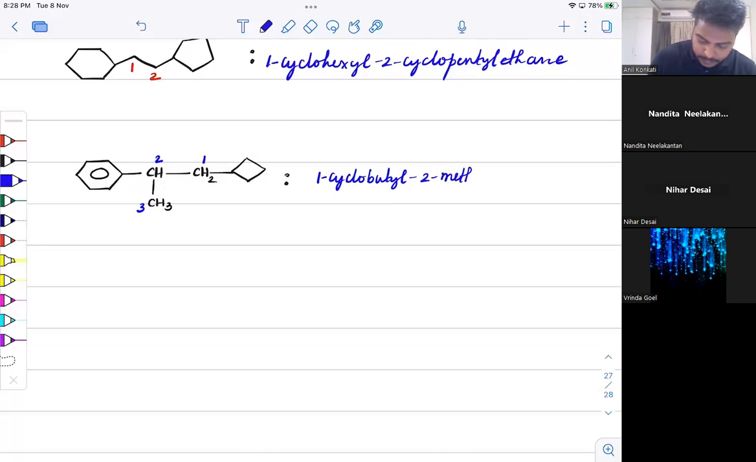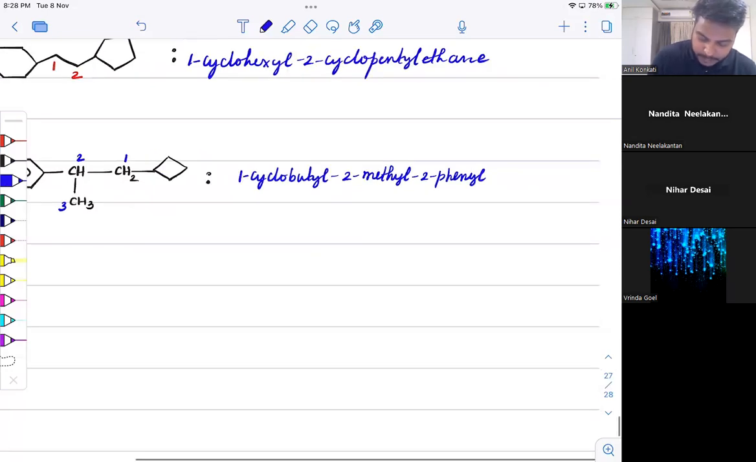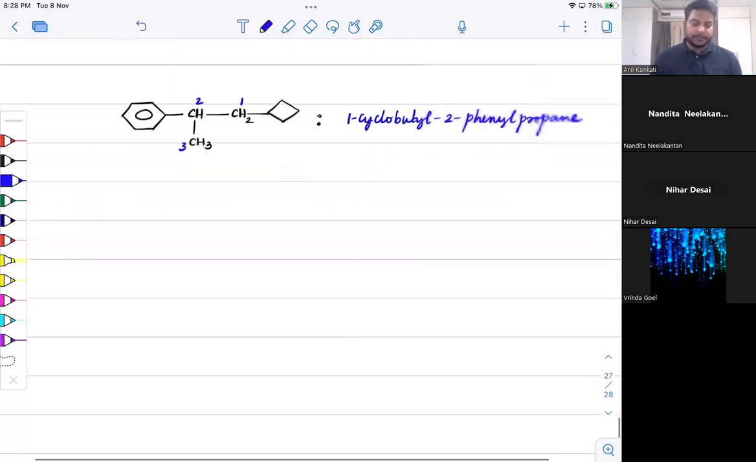2-cyclo... Then 2-phenyl. I'm writing alphabetically. And then it is, sorry, not methyl. Sorry, my mistake. Only phenyl. So 2-phenyl. Not 3-methyl. It is propane now. That's all. Oh, yes, propane. It's covered in that.